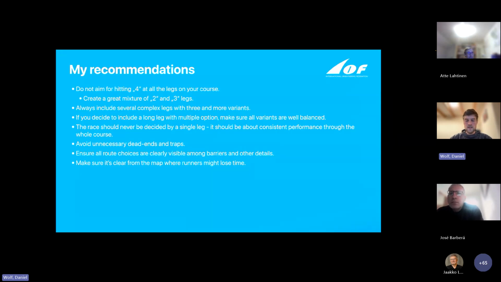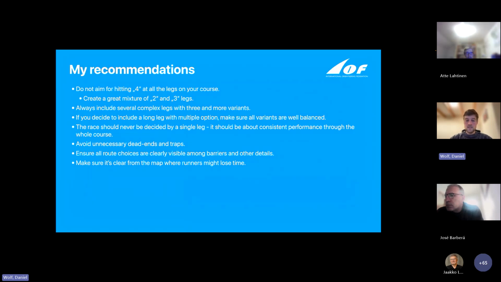So in the end, I summarized some of my personal recommendations based on my experience. I would advise do not aim for hitting level 4 at all the legs on your course, like I did in 2021 in Terezin. Much better is to create a great mixture of level 2 and 3 legs with maybe one level 4 leg, and always include several complex legs with 3 or more variants into the course, because otherwise it will be considered too easy. And if you decide to include a long leg with multiple options, make sure all variants are well balanced. In case you want to have a misbalanced leg, like we discussed during the presentation, the variants must be easier to read and comparable for the athletes at high speed.